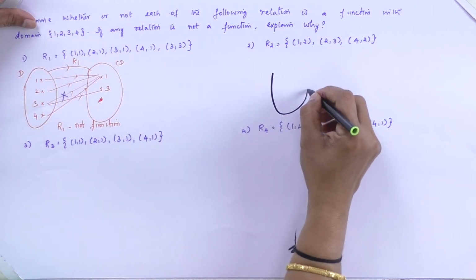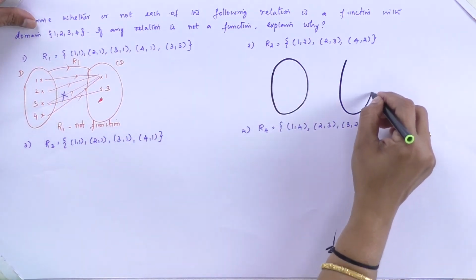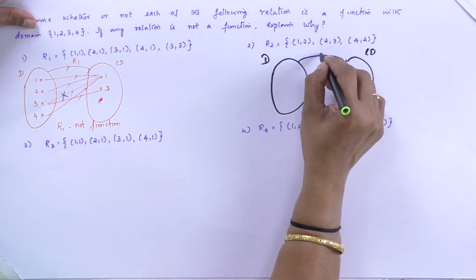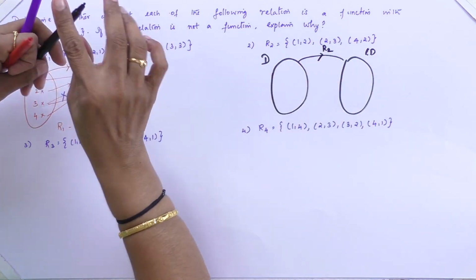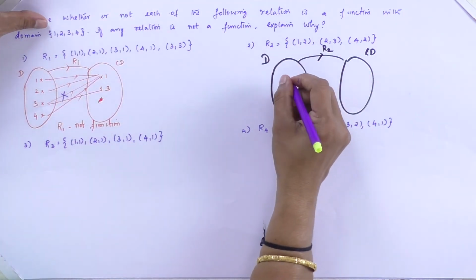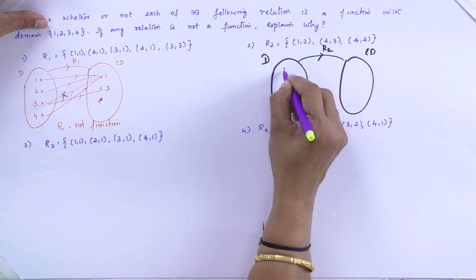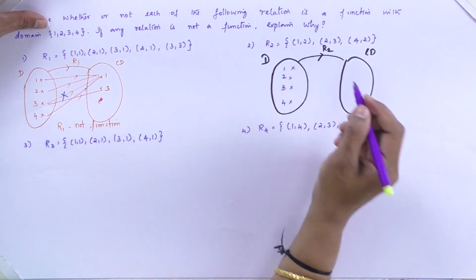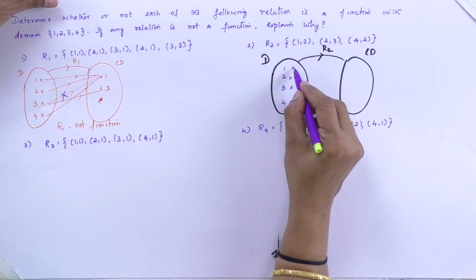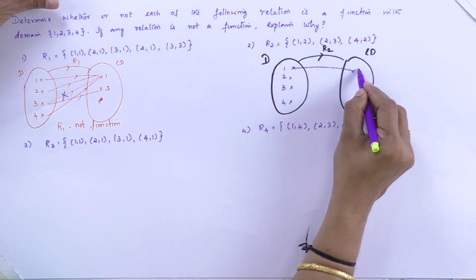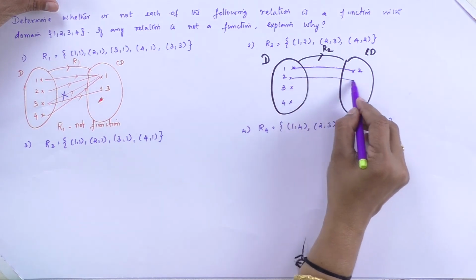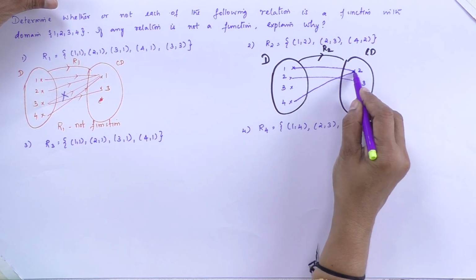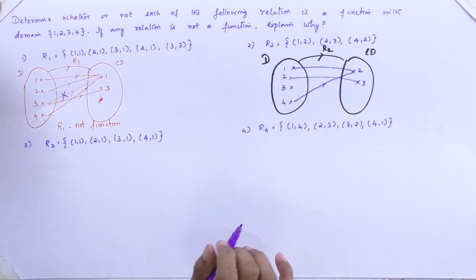Next, we come to this relation. We have X and Y, that is domain and codomain, and here we have the relation R2. The domain elements are 1, 2, 3, 4. Now, 1 is mapped onto 2, 2 is mapped onto 3, 4 is mapped onto 2. Is this a function?